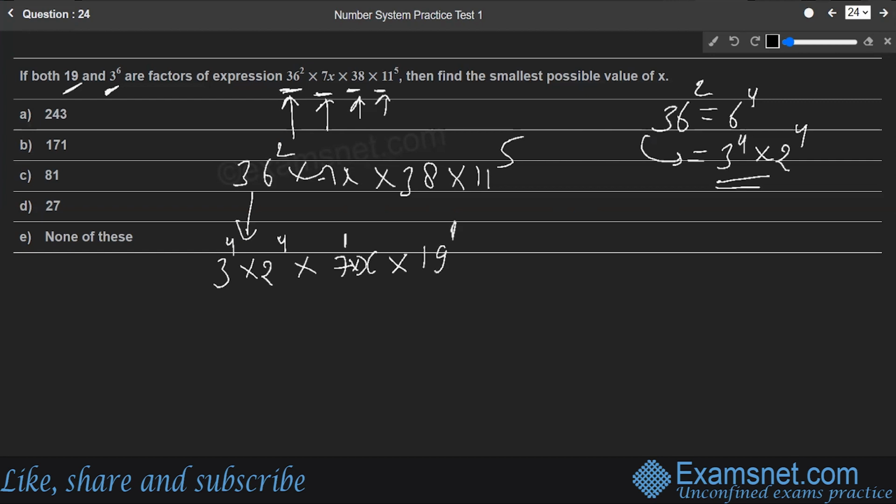19 itself is a prime number, so 2 to the power 1. 11 is itself a prime number, so 11 to the power 5. This is the prime factorization. Now we have the common number, that is 2 and 2, so we can add the power. When the numbers get multiplied, the powers get added up.